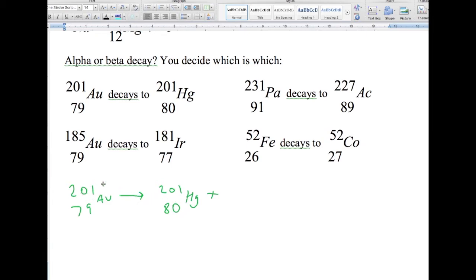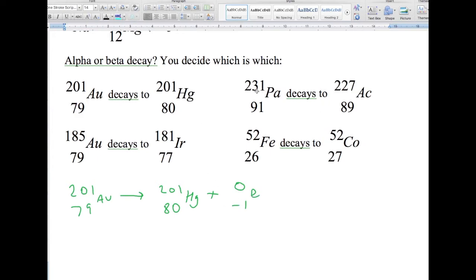So what have I got to add to it? Well, that's 201. It's already 201. So that's nothing. 201 plus nothing is 201. And how do I go from 80 down to 79? Well, it's like a -1 then. So there you are, must be our little electron. So that one's the beta.